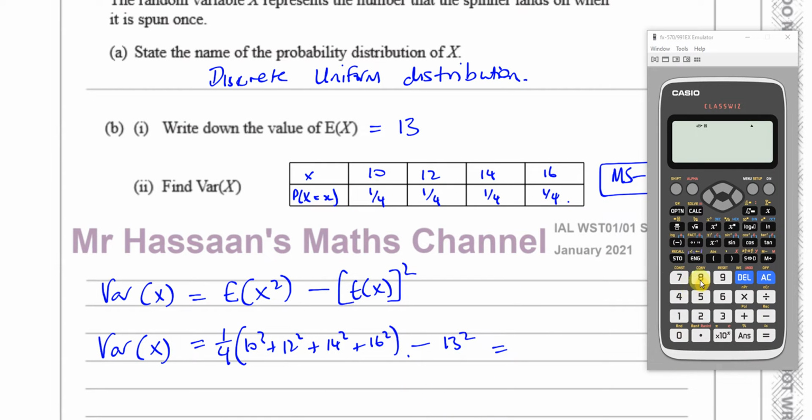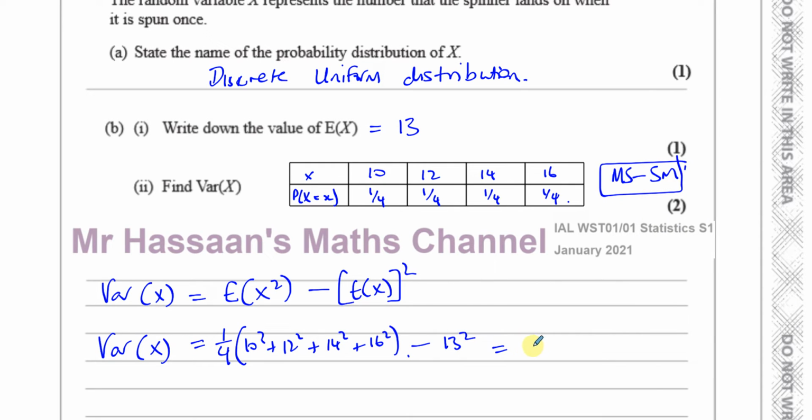So it's going to all be over 4: 10 squared plus 12 squared plus 14 squared plus 16 squared, over 4, minus 13 squared, minus the square of the mean, and that should give us our variance, which is 5. So the variance of x is equal to 5, and we know E(x) is equal to 13. So there we have the answer for part B.